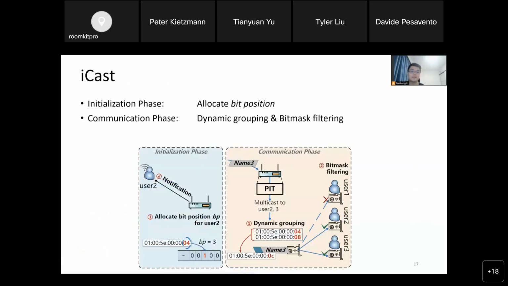So this is the processing of ICAST. The key idea is using the MAC address as separated bit positions rather than a whole identification. Based on this, the access point can dynamically group different end nodes on demand, and the end nodes can correctly receive multicast frames with bit mask filtering.